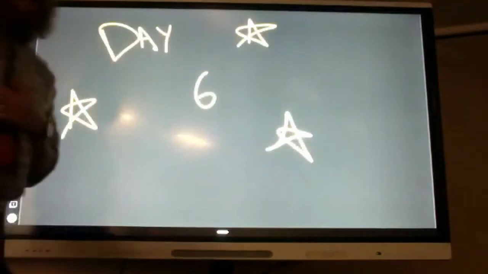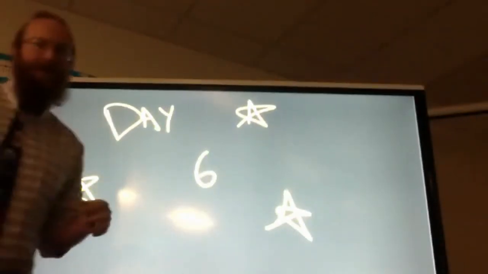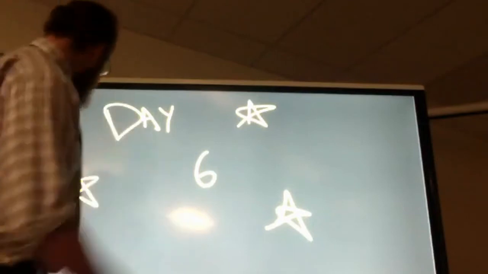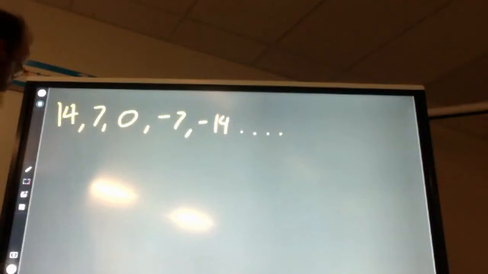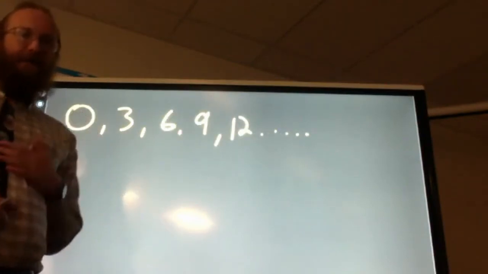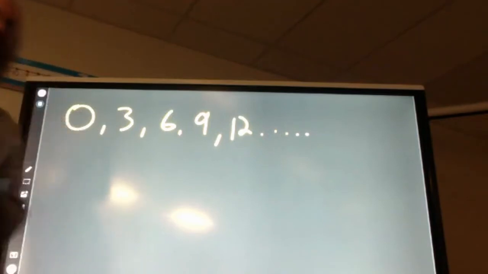I'll be talking about recursive equations today. Get this up a little bit so you can see my full face. Awesome. So today we'll be talking about writing an equation from a recursive function. The first pattern that we're going to be talking about is 0, 3, 6, 9, 12.